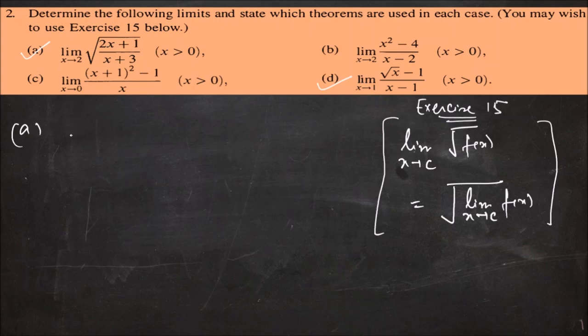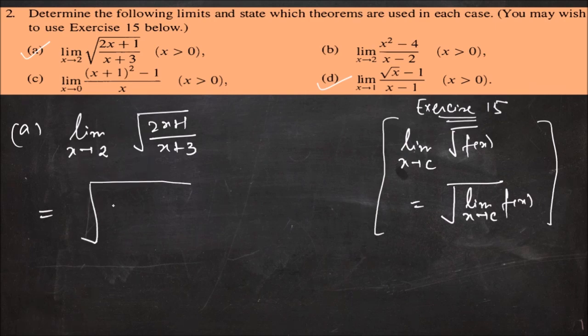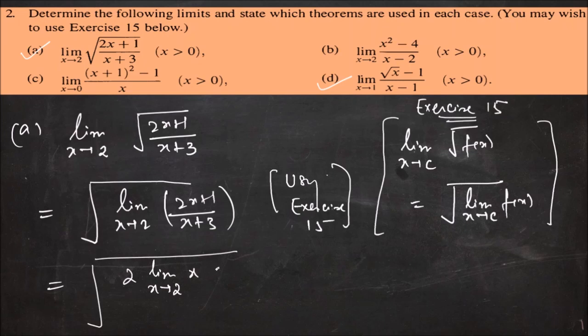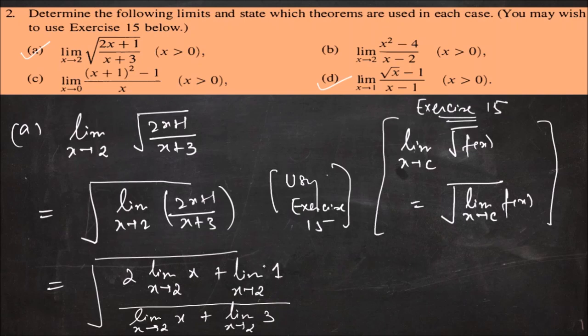So let us start with A. A is limit x tends to 2 of root of ((2x plus 1) upon (x plus 3)). According to exercise 15 I can take the limit inside the square root. Now using algebra of limits, I can have this: limit x tends to 2 of 2x plus limit x tends to 2 of 1, upon limit x tends to 2 of x plus limit x tends to 2 of 3. So this is what we have.